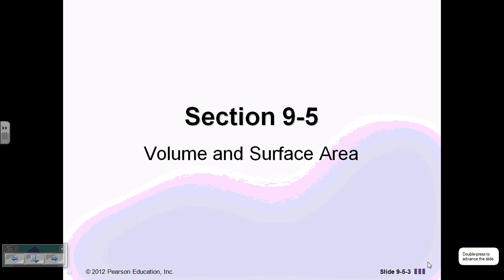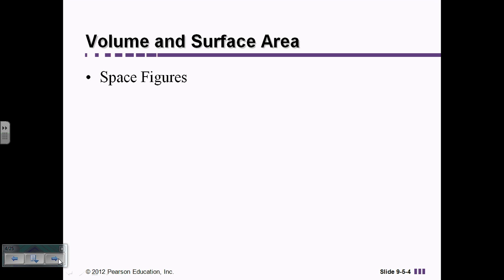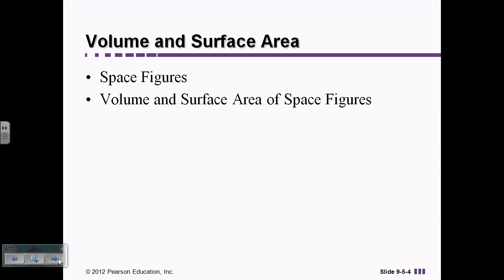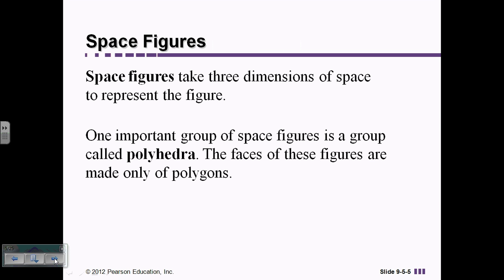All right, we're going to talk about section 9.5, which is talking about volume and surface area of space figures. What that means is basically spatial figures are figures that have 3 dimensions to them. We're going to be talking about how to find the volume and the surface area of those spaces and what that means. So space figures, like I just said, take up 3 dimensions of space.